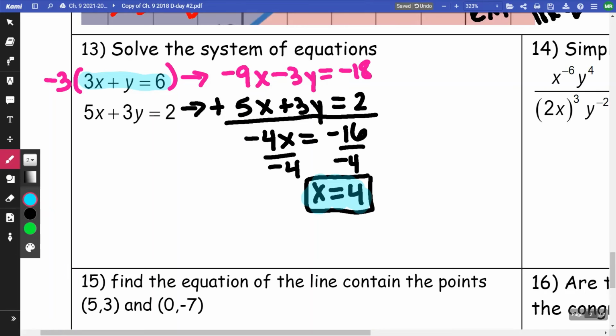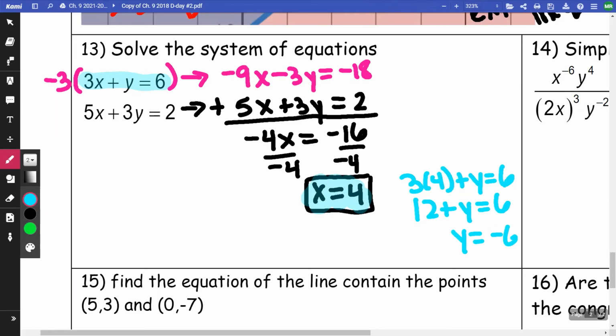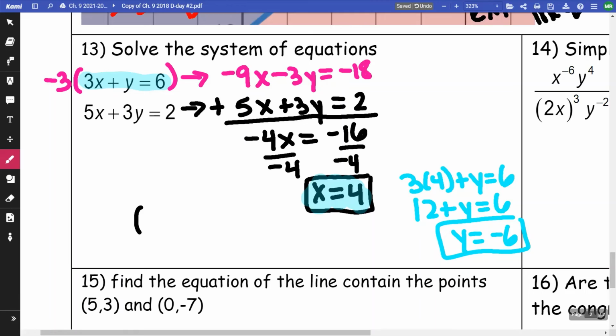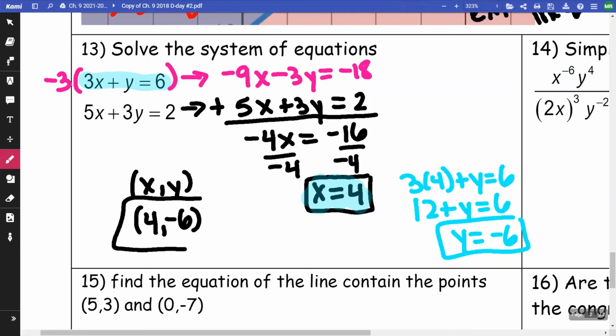So I am going to go 3 times 4 plus y equals 6. So 12 plus y is equal to 6. I'm going to minus 12 from both sides, and I get a negative 6. We always write these as points because these are points of intersection. So I always write my x and then my y. That's always how I write them. So this is going to be (4, -6). That is our solution. That is our point of intersection.